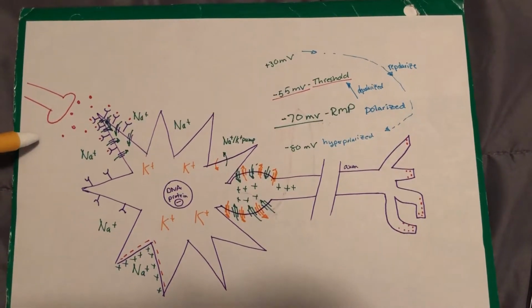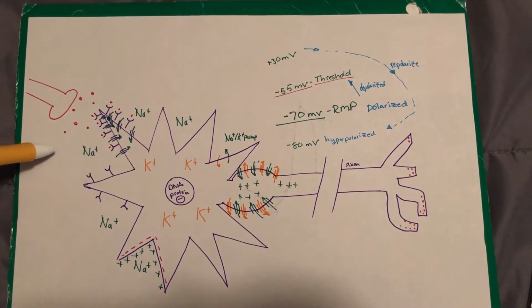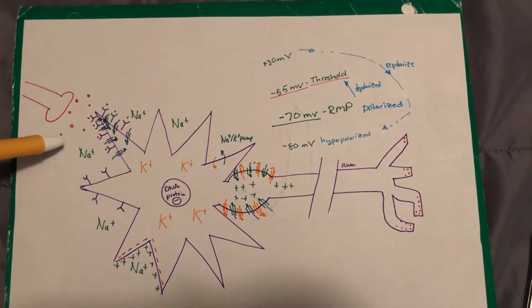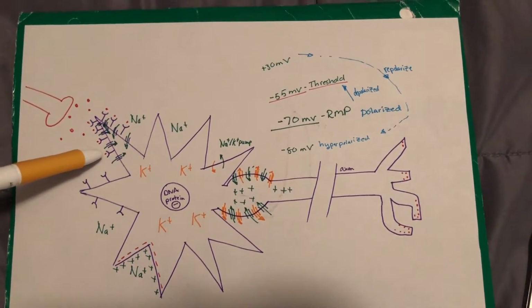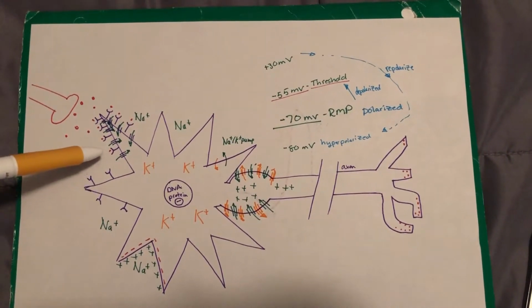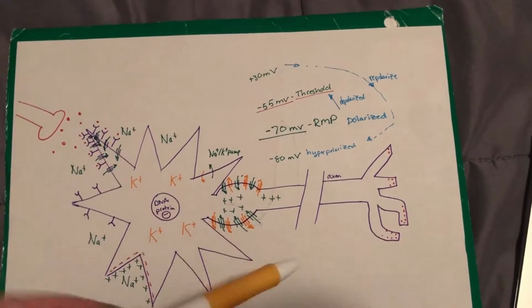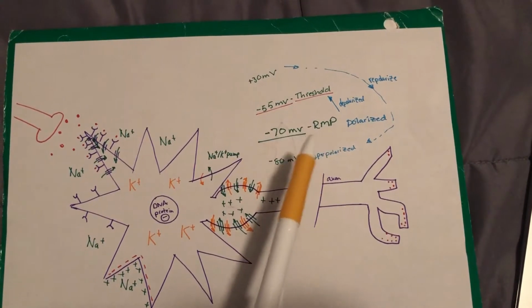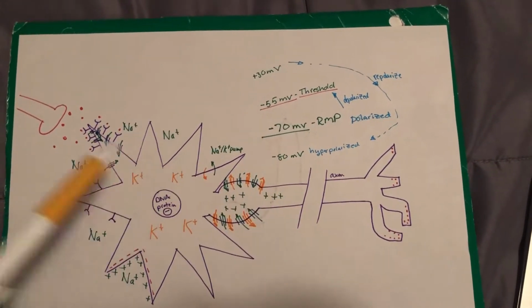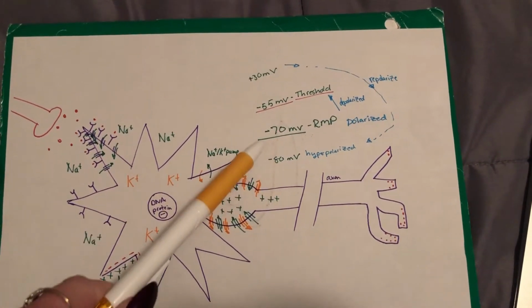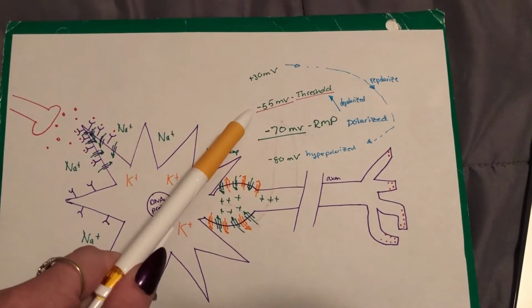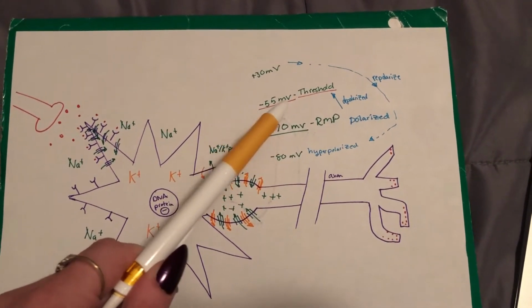The presynaptic neuron releases a neurotransmitter into the synapse, which diffuses through the synapse and binds to receptors, opening ligand-gated channels that let sodium enter through all the dendrites. So the resting membrane potential is at -70, but as sodium starts coming in, it starts to depolarize to -55, and that's when it reaches threshold.